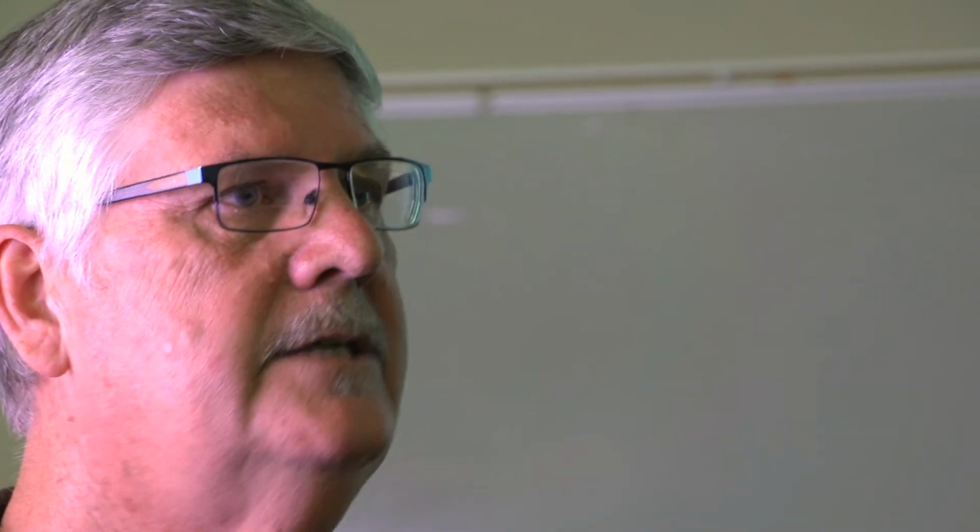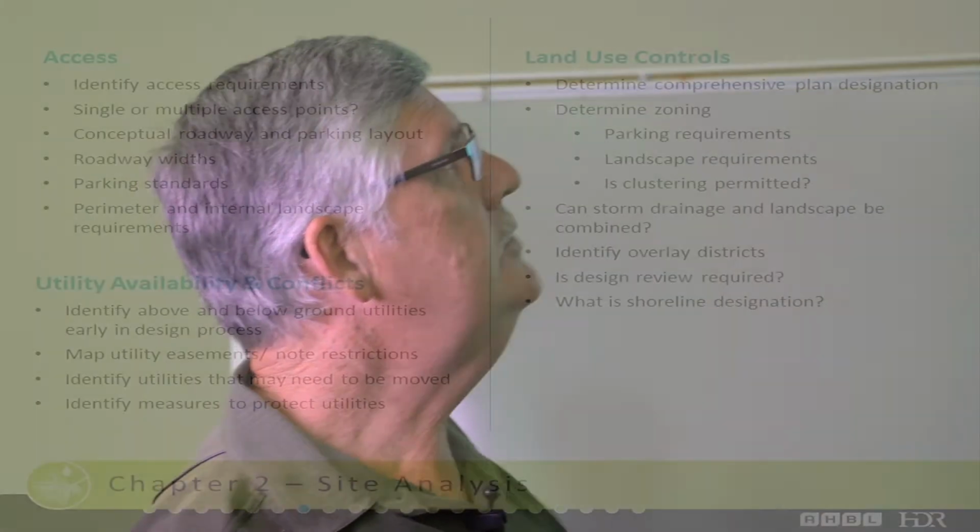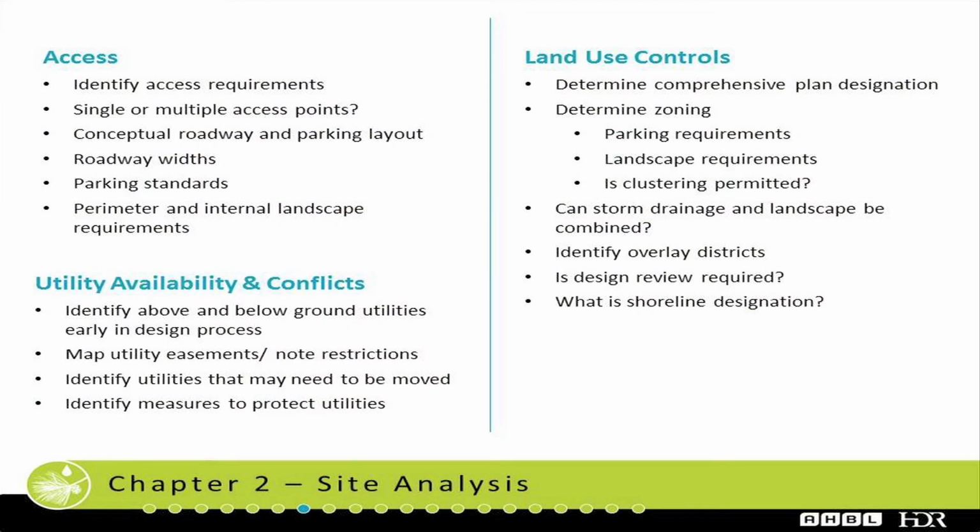So when we think of underground utilities or overhead utilities, oftentimes landscape architects talk about the right tree in the right place. So what we'll want to do is make sure that we're locating the trees properly and we're selecting the right tree for that location in terms of its size. Land use control, some very important things. Determine the comprehensive plan designation and then the zoning. Parking requirements, landscape requirements, is clustering of housing, for example, permitted.